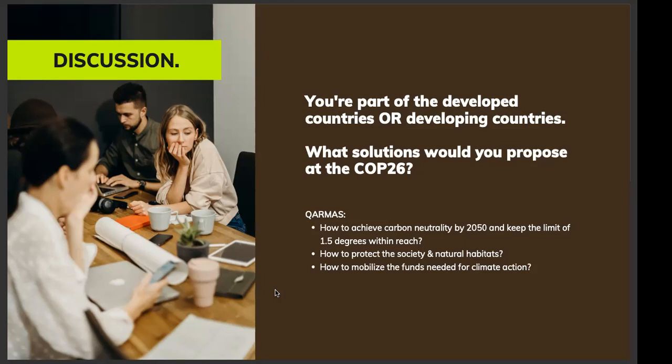This is probably the one that will be really related to your countries ya, karena kayak developed countries mungkin yang akan punya the funds, and then developing countries are the ones that will receive the funds. So this will be the karmas.